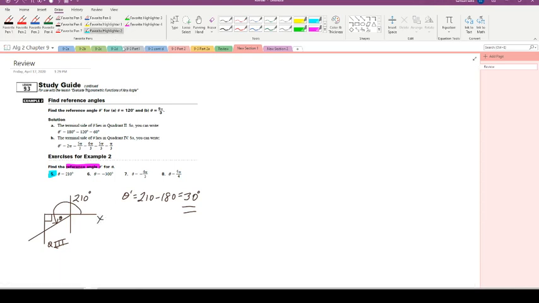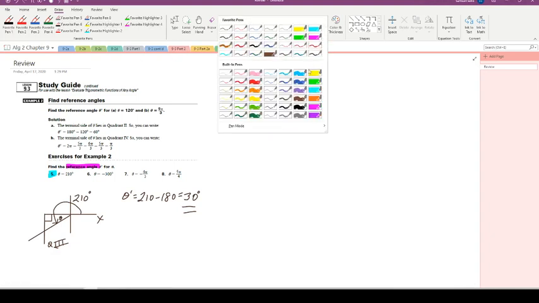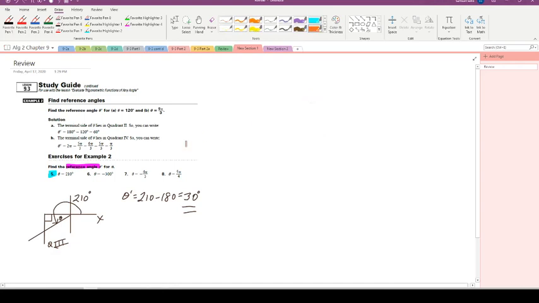Okay, so now let's do another one. Let's do number 7. This time it's in radians, because it has pi.